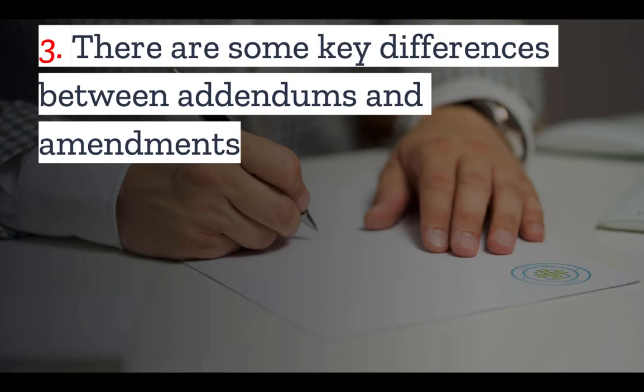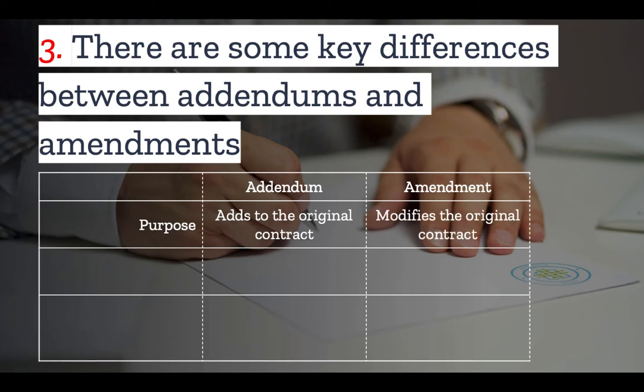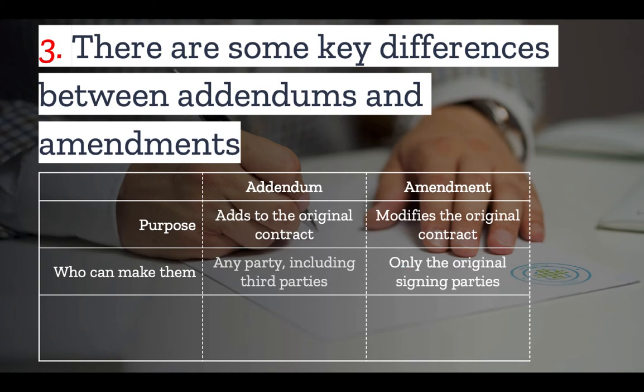Number 3. As you may already be able to tell, there are some key differences between addendums and amendments. Primarily, there is a slight difference in purpose. At a high level, an addendum adds to the original contract while an amendment modifies it. In addition, there may be slight differences between who can draft the documents. An addendum can be drafted by any party, including a third party like a title company, whereas an amendment can only be made by one of the original signing parties.